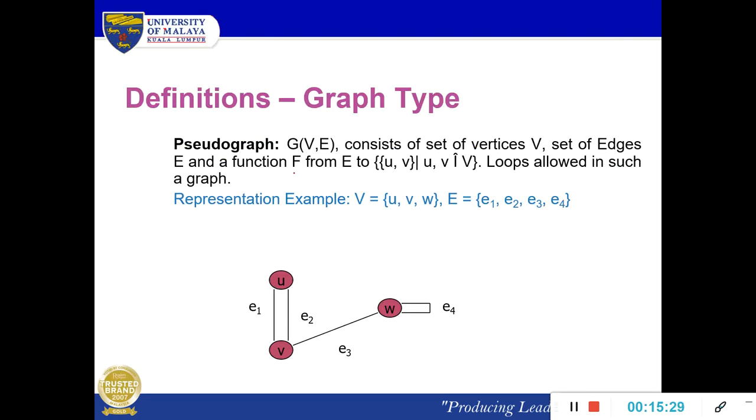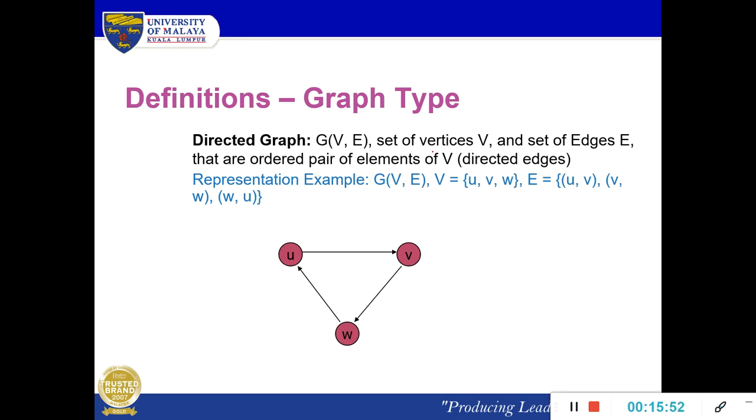So, graph type, pseudograph. This is a pseudograph, but if you remove the loop, it becomes a multigraph. So again, this is just how you write it down in a formula. V is the set of vertices U, V, and W, and E is the set of edges E1, E2, E3, and E4.